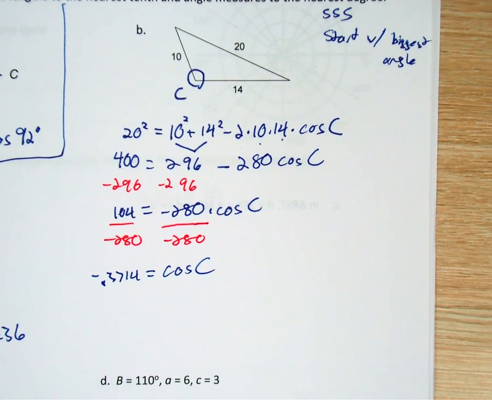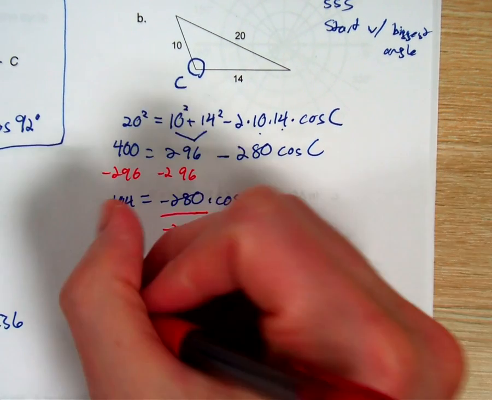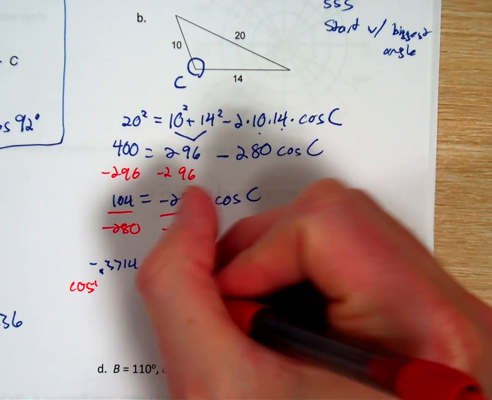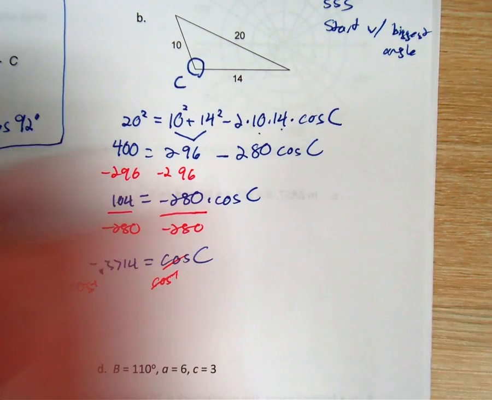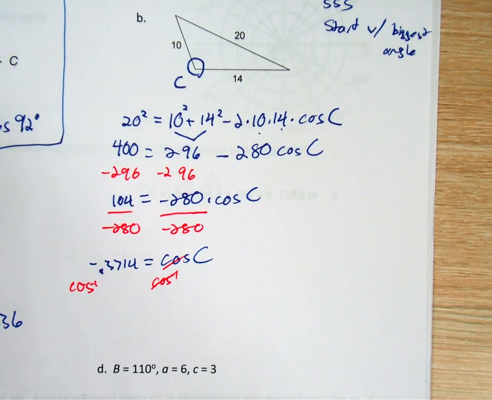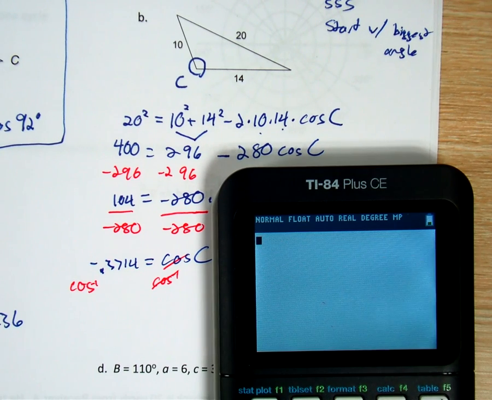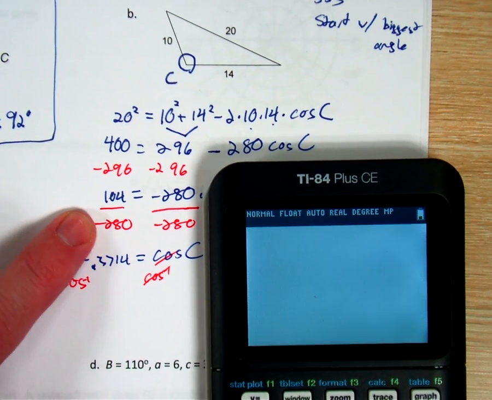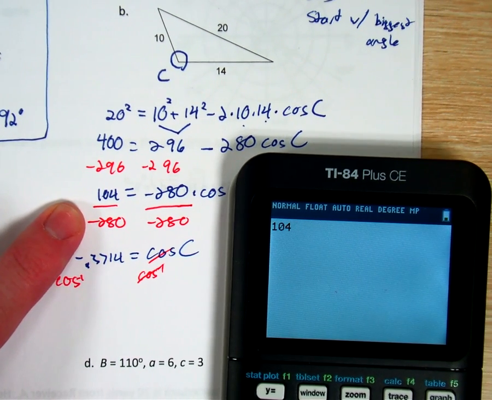Okay, and I want to know what the angle is. I'm going to do cosine inverse. All right, and I'll show you here this last couple steps. So last couple steps on the calculator, 104 divided by negative 280.